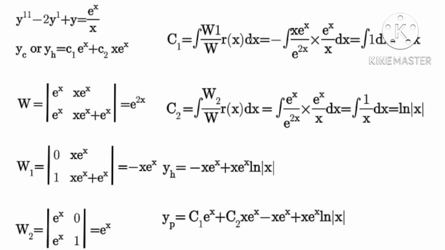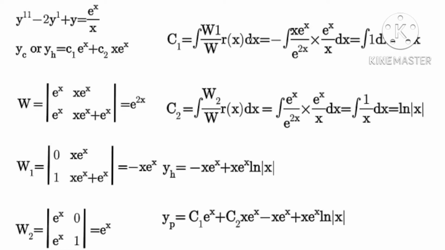Now we have our yc or yh to be c1 e raised to power x plus c2 x e raised to power x. Then to look for our Wronskian, we take the coefficient of c1 and coefficient of c2, then we differentiate their coefficients, so we have our Wronskian to be e raised to power 2x. Then we look for w1.